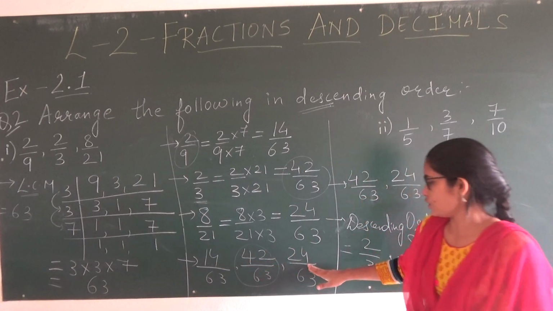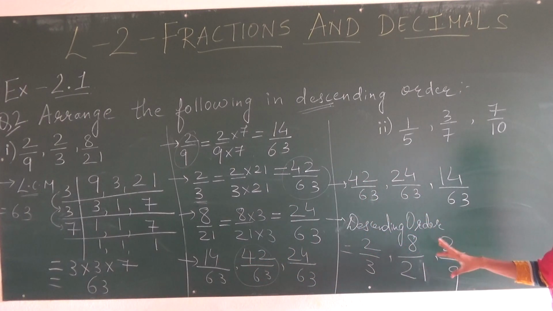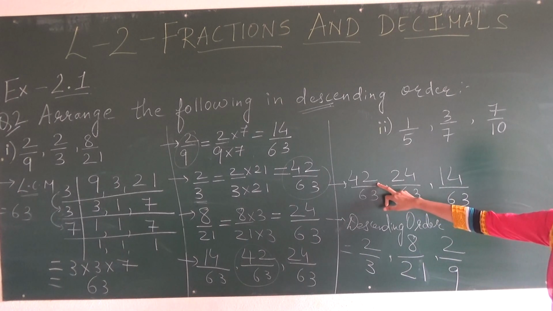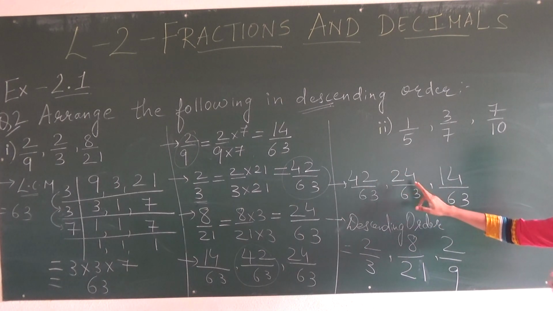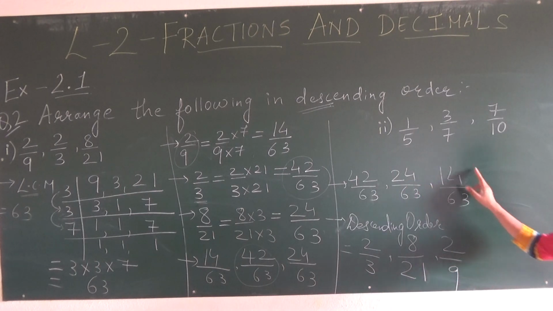These are our three fractions. We have arranged in descending order. Descending order means बड़े से छोटा. ओके, बिग टू स्मॉल. तो सबसे पहले बड़ा वाला फ्रैक्शन रख देंगे 42, उससे छोटा 24, उससे भी छोटा 14. So this is our answer.